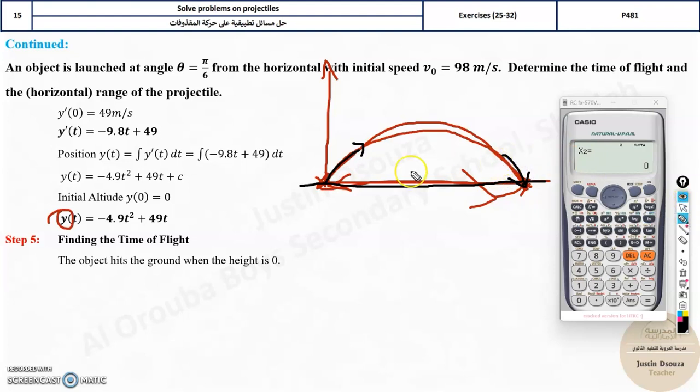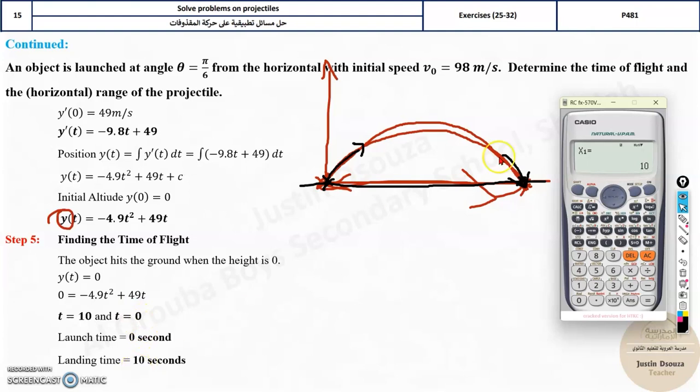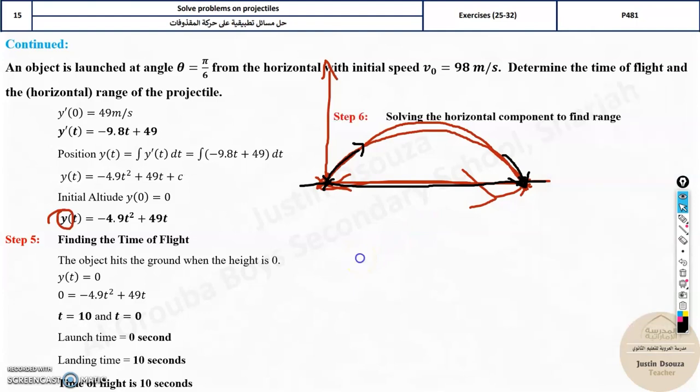Why is it so? Because when you throw, it is starting, so the time t is 0 when you start. And when is the t value ending? When it finishes, when it falls down. So you get two values of t, that is 10 and 0. So when we substitute y of t as 0 and solve it, we got t equals 10 and 0. Now 0 is the launch time basically, and the landing time is 10 seconds. Landing time is the time of flight. That much time it was in flight.